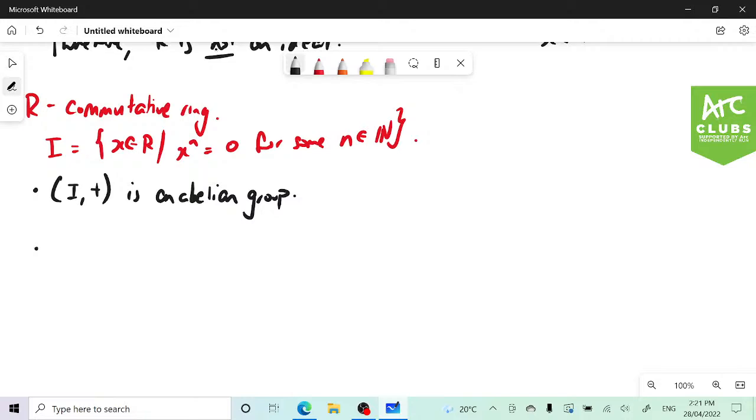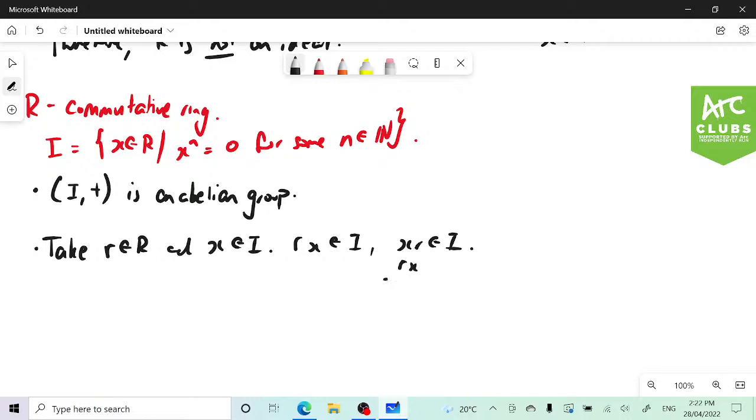So let's consider some element r in our ring, and some x in I. What we want to show is that rx belongs in I, and xr belongs in I as well. But we only need to show one side, because R is a commutative ring, so xr operates the same as rx anyway. So we'll show rx is an element in I, and this is not too hard to show.